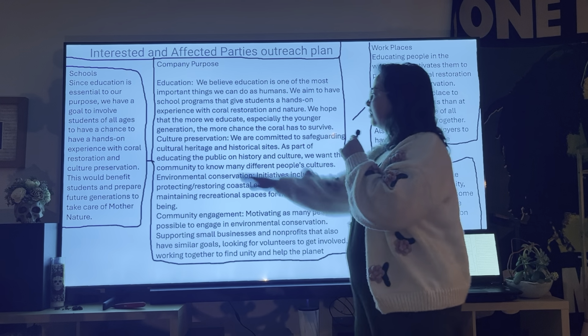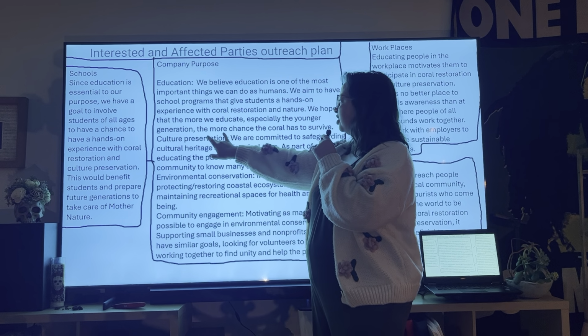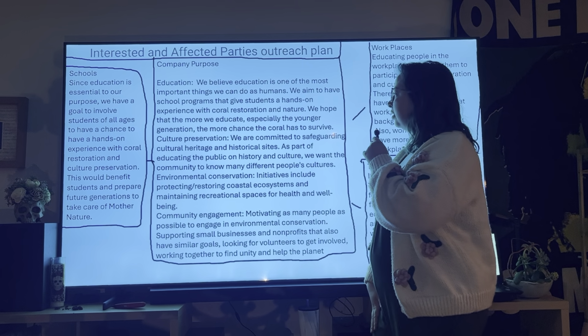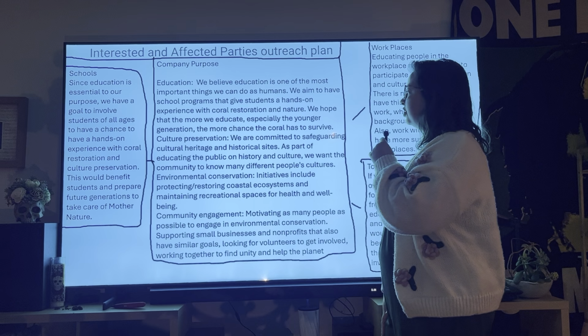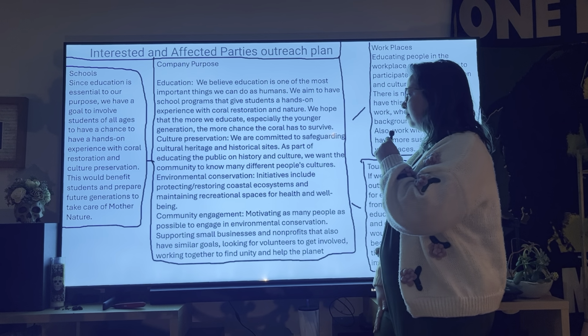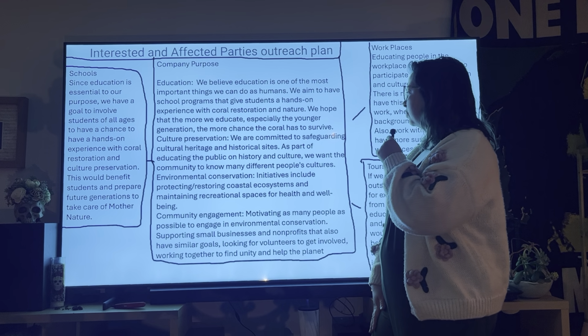And then moving on to culture preservation. We are committed to safeguarding cultural heritage and historical sites as part of educating the public on history and culture. We want the community to know many different people's cultures.